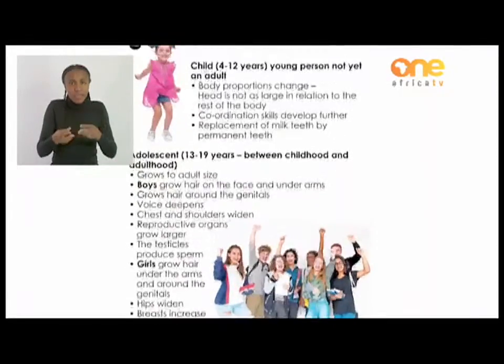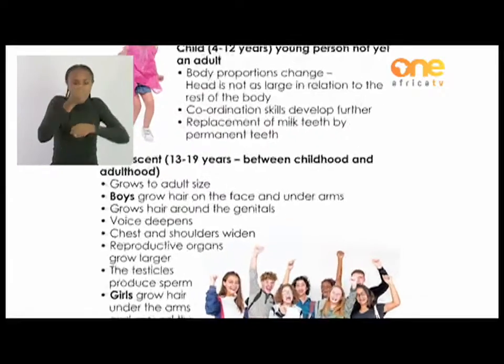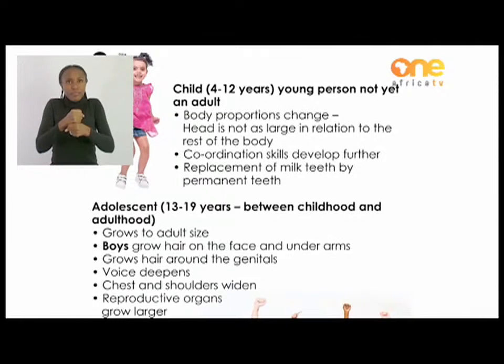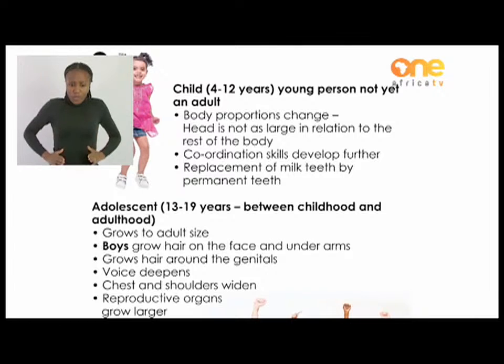A child or children, their age should be between 4 and 12. These people are actually young persons, not yet adults. But how do they look like? How will you tell if somebody is a child or not? A child, the body proportions change. The head is not as large in relation to the rest of the body. We have explained in the infant that the head is bigger than the body. But here, if you are a child, the body should be now bigger than the head.